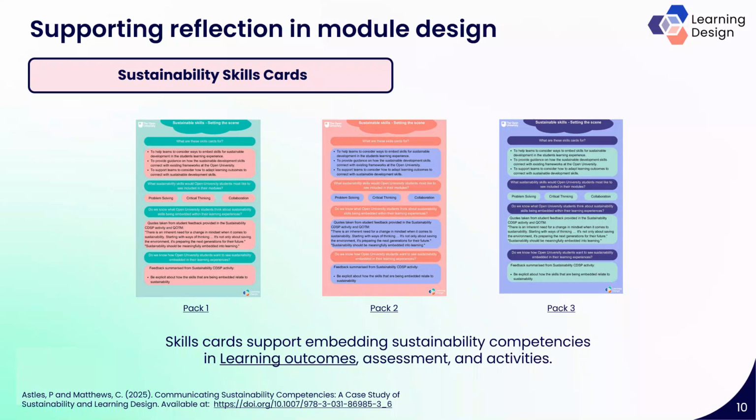One example of this is a series of sustainability skills cards which focus on connecting colleagues with the UNESCO sustainability competencies. These cards are action-focused and provide a structure that supports colleagues to move beyond simply identifying competencies that might exist in a course, to shift their focus to what students will achieve by the end of the learning process. So they can use these cards to create learning outcomes, activities or assessments.